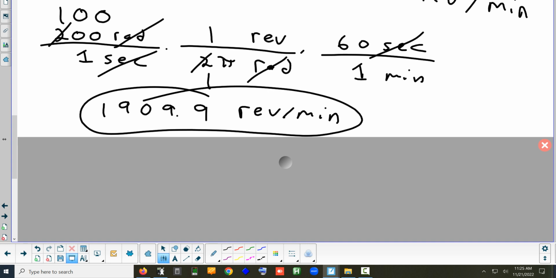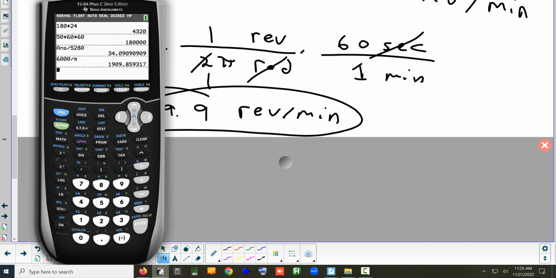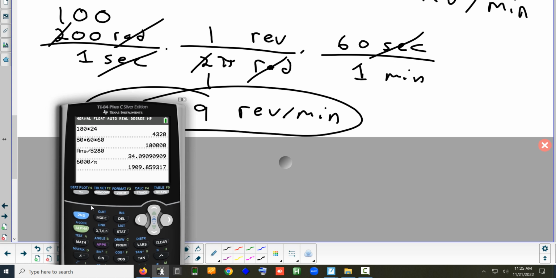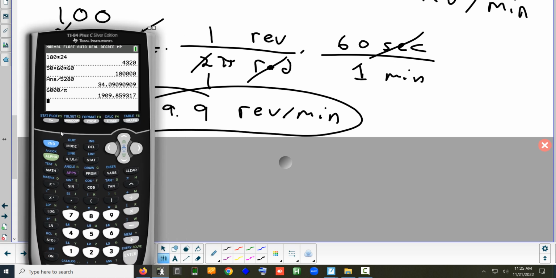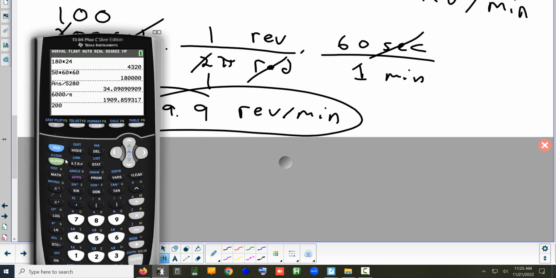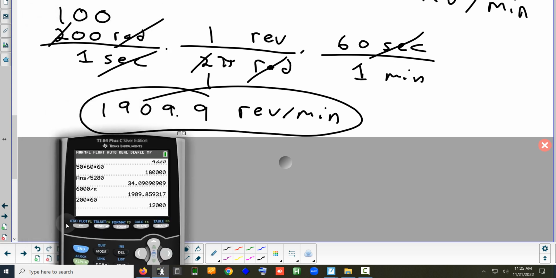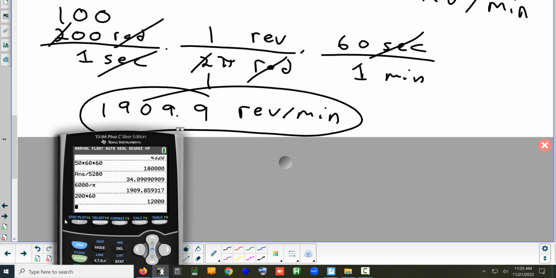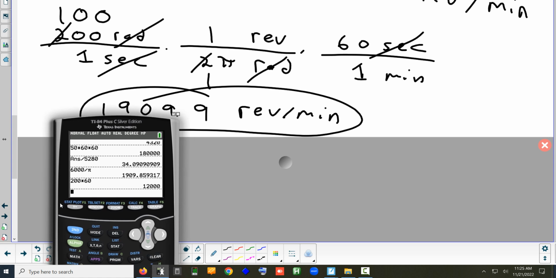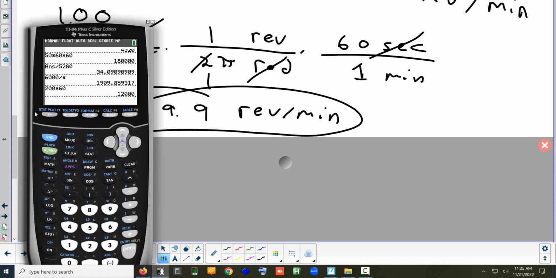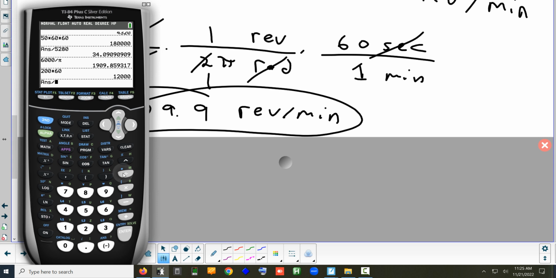Any question on that? I got a different answer from not simplifying. I might have messed up. Did I mess up simplifying? What had we done? So if you didn't simplify, it's 200 times 60. You didn't simplify the 60, that one you changed. You don't have to. Divided by 2 pi.